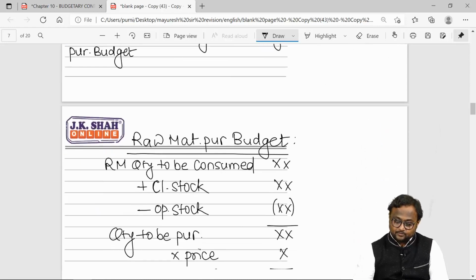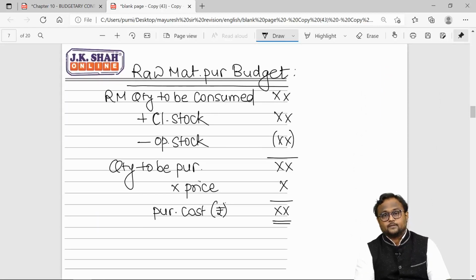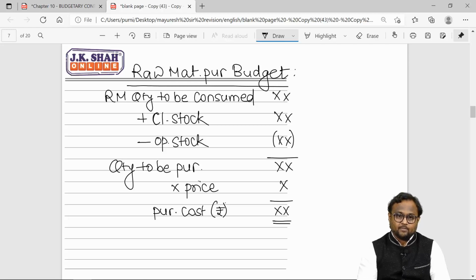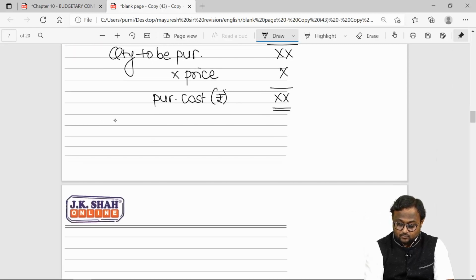Yes, now you can copy this part, raw material purchase budget. Welcome back. So this is what we are supposed to do. How to get sales quantity? Yes, that I'll tell you now.